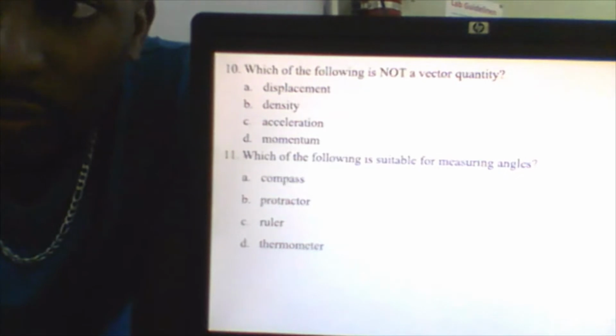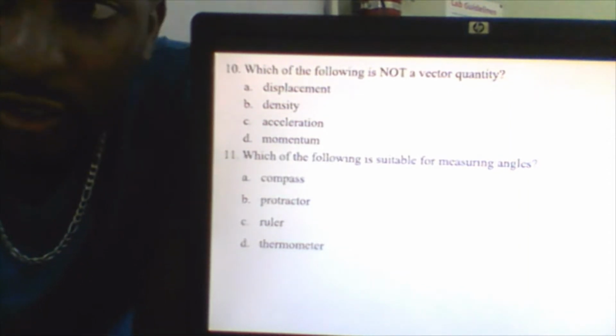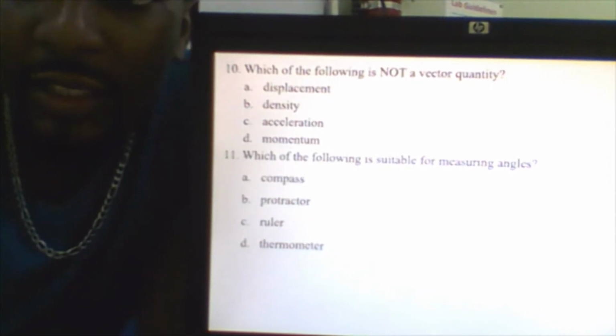Good. So we're saying which of the following is not a vector quantity, and in this case we know A, displacement, is a vector quantity. C, acceleration, is also a vector quantity because it tells you the rate at which you change velocity in a given direction. Momentum is also a vector quantity, and in this case density, which just tells you the mass per unit volume, doesn't have to be in a specific direction, so therefore B is the answer. It is not a vector quantity.